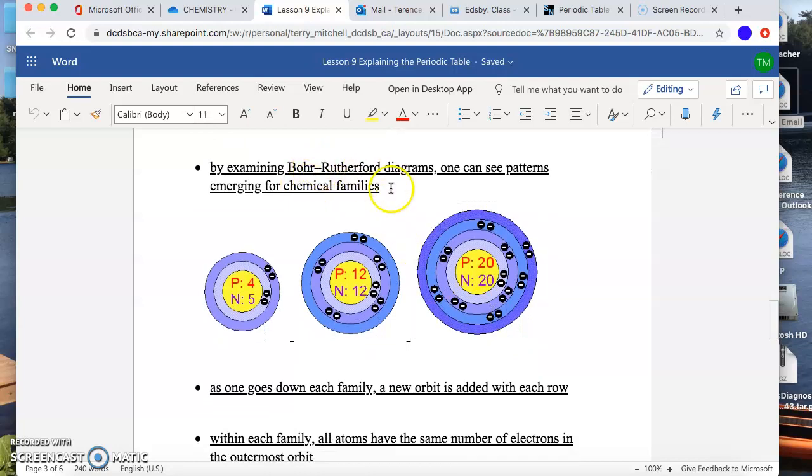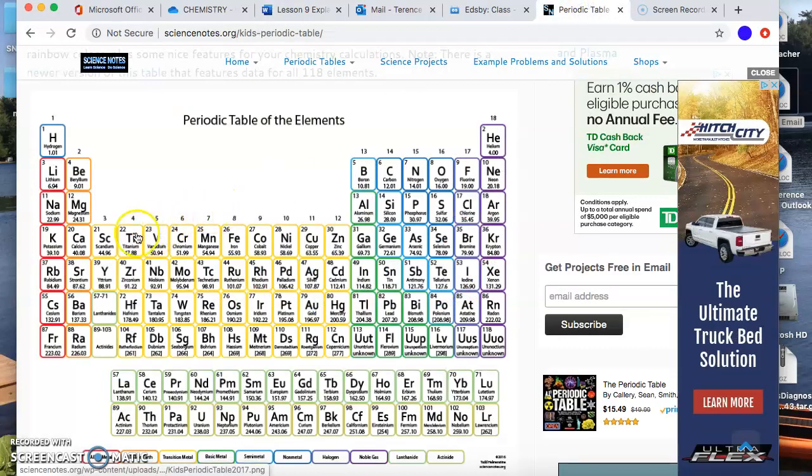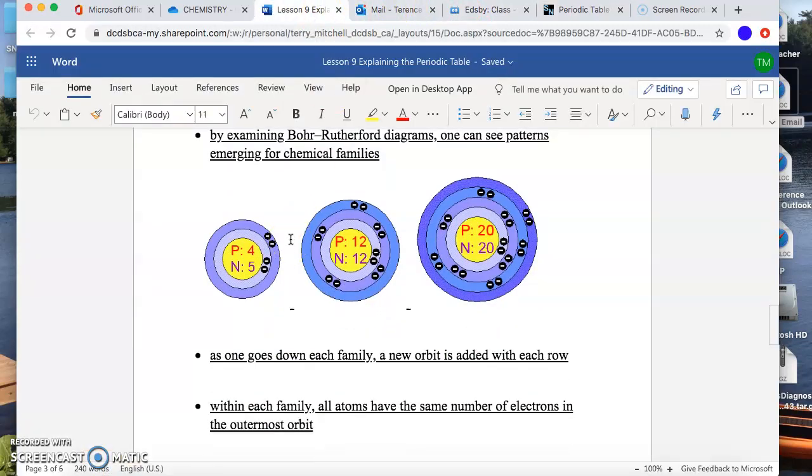So by examining Bohr-Rutherford diagrams, we can start to see patterns that emerge as well. So this is protons 4, 12, and 20. If I can go to the periodic table, we can see 4 is beryllium, 12 is magnesium, and calcium is 20. They are all in the same family. And not only do they look the same, but I talked about in a previous video how they act the same. And the reason they act the same is kind of because they look the same. So I'm going to explain that as well.